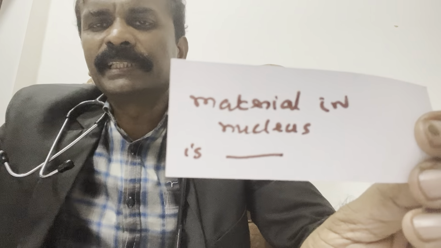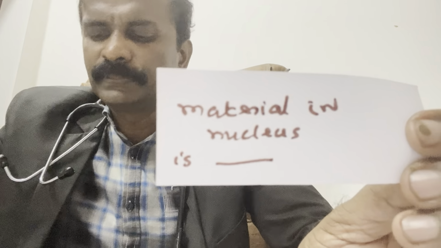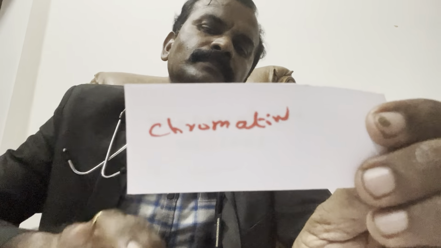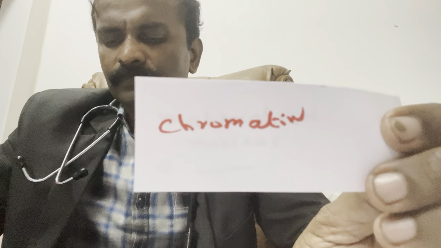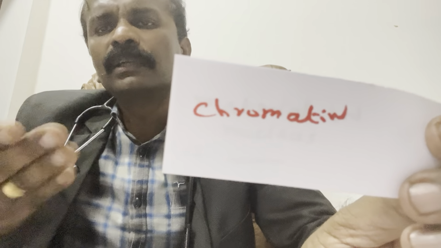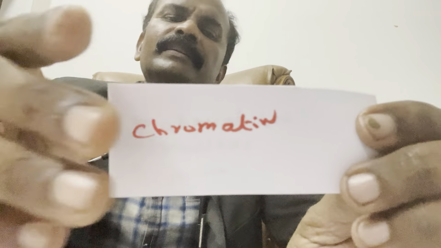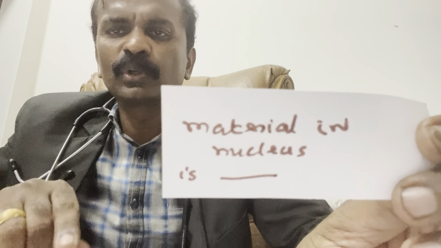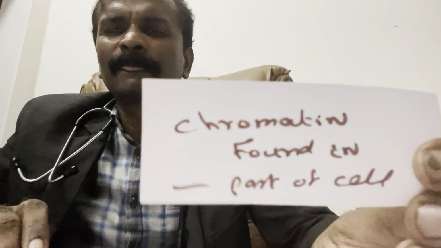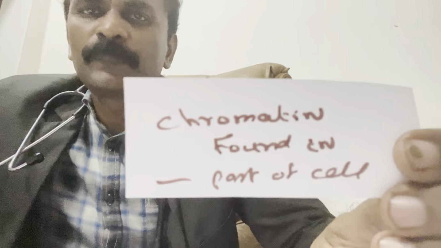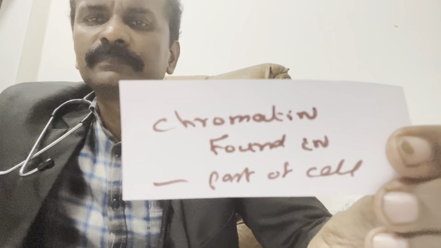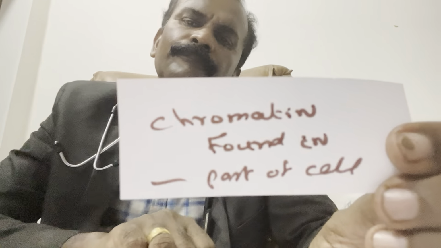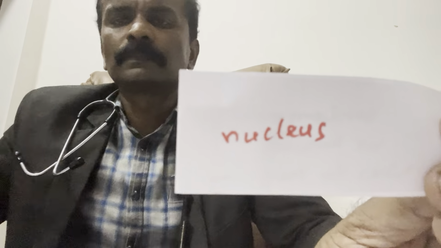Material in nucleus. The material in the nucleus is chromatin. Or they can ask, what is the site of chromatin? At that time we must answer nucleus. The reverse question is important. Chromatin found in dash part of cell. This was an MCQ. Nucleus.